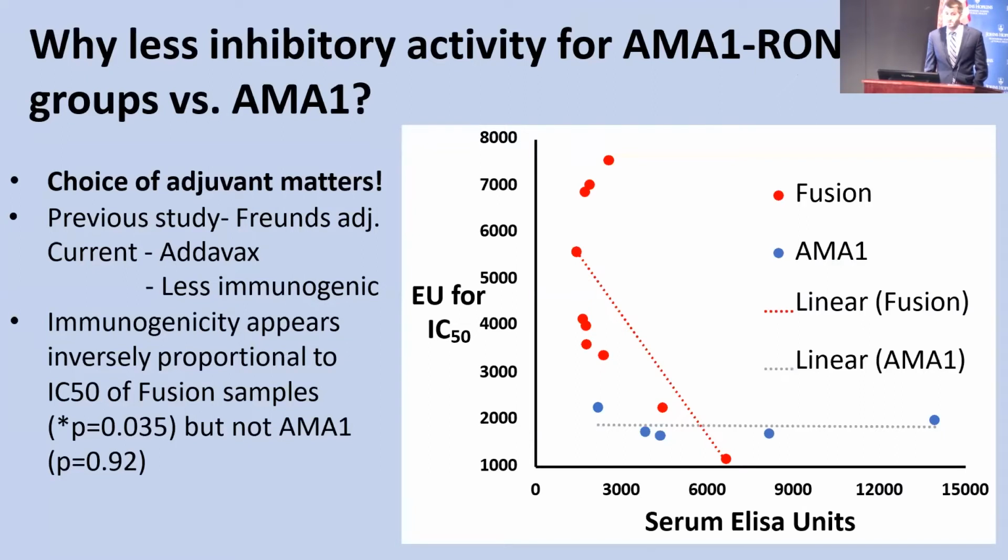Why could this be? We didn't expect that result, as we mentioned. Our previous studies used Freund's adjuvant. Our current study is using Advax, a much less immunogenic adjuvant. And when you plot out the different rats, you surprisingly see that the overall immunogenicity of the vaccine appears, it should say, directly proportional to the IC50 of the fusion samples shown in red, but not AMA1 shown in blue.